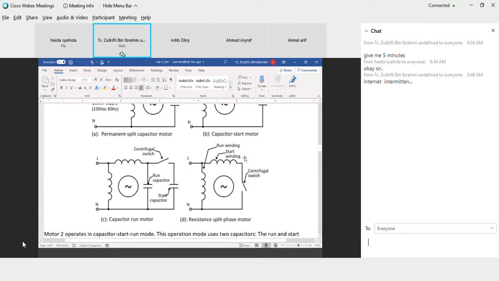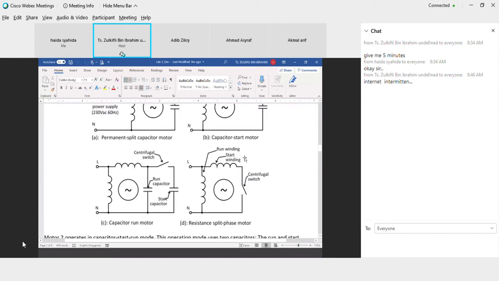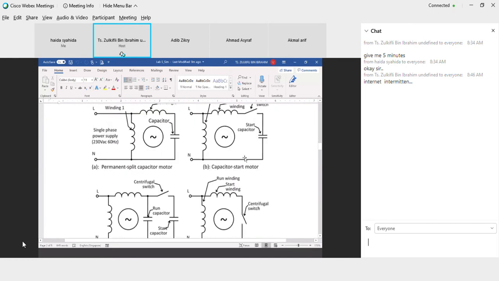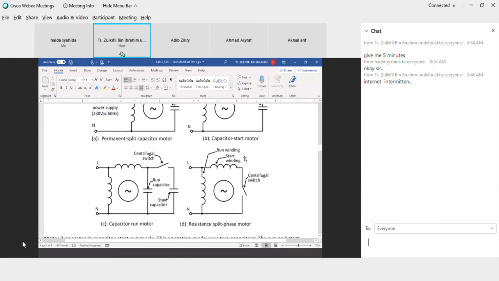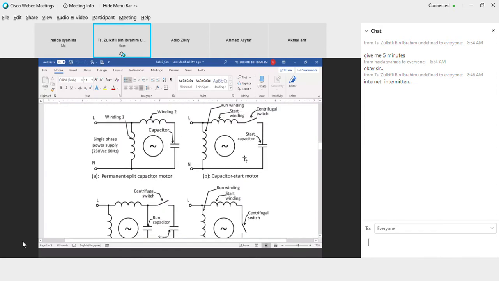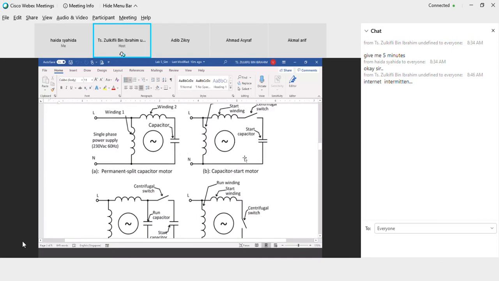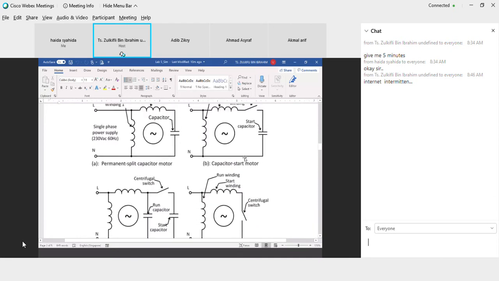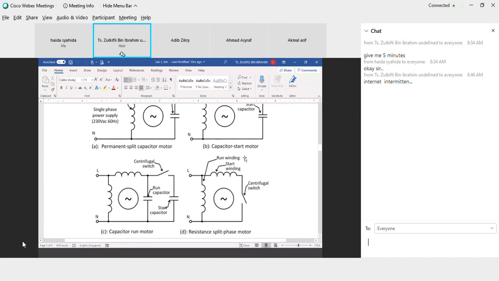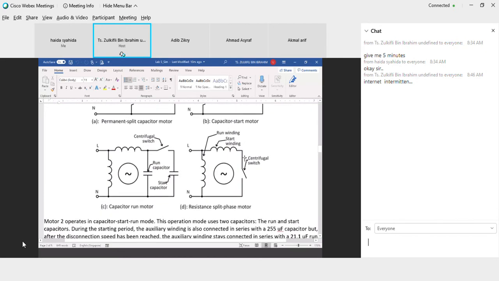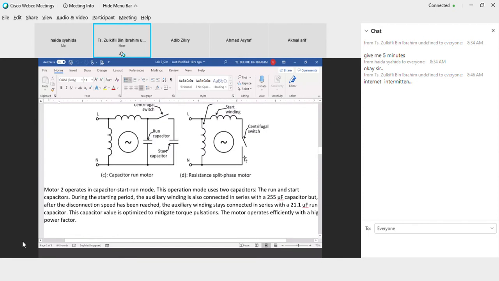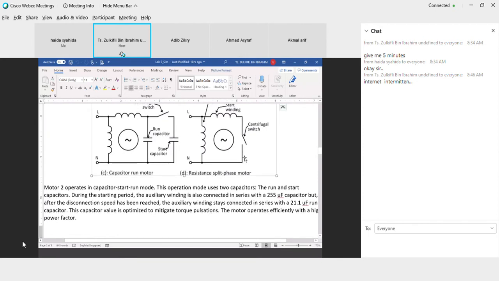Alright, and the other one is using the resistance split phase motor. This one is more or less the same as the figure in A. You only have what they call the run winding, instead of winding number 1, and also the start winding, winding number 2. So the configuration is almost the same as the permanent split capacitor. This one is the resistance.